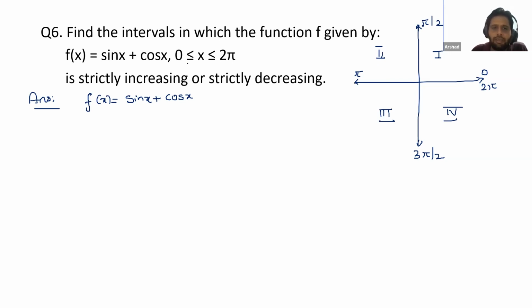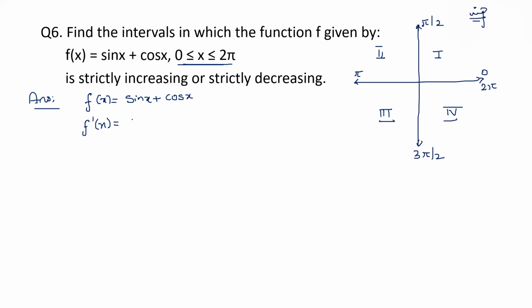Now, here the function is sine x plus cos x, but the interval they are saying is from 0 to 2 pi. Please check here. 0 to 2 pi means this has covered all the four quadrants. Now, we will differentiate it. Fahad, what have you got after differentiating this function?